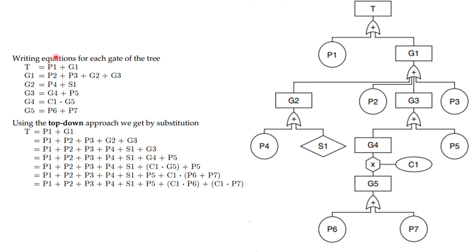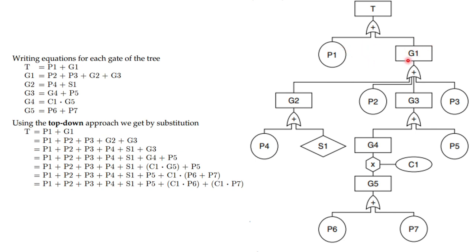So in writing the equations for each gate of the tree, you can have this T, the G1, G2, G3, G4, and G5. To write the equation, OR means plus, and the inhibit gate or inhibit symbol means times or multiplication, and it's also equivalent to the AND gate. So T equals P1 plus G1, that's why we have this one.